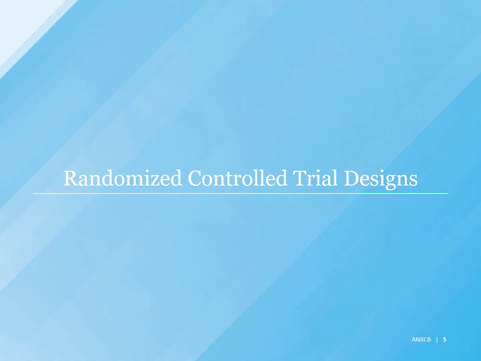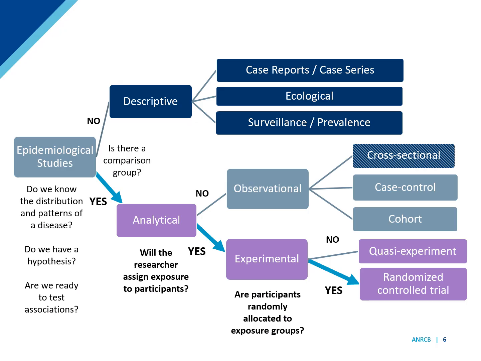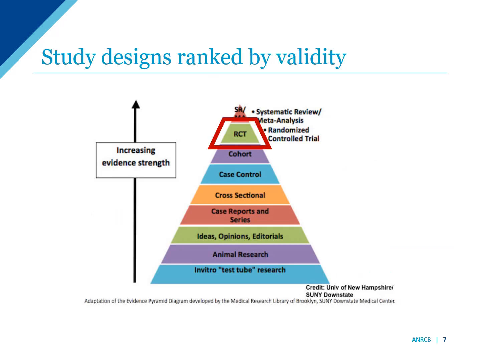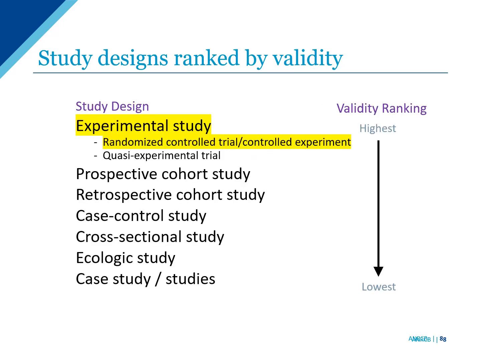First, we're going to talk about randomized controlled trial designs. If the researcher will be assigning the exposure to participants, we're doing an experiment. But next we ask, are the participants going to be randomly allocated to exposure and control groups? If the answer is yes, we're doing a randomized controlled trial. Randomized controlled trials contribute the strongest evidence to the literature of any study design. Experiments that are randomized controlled trials have greater internal validity than experiments in which the participants are not randomized into treatment groups.